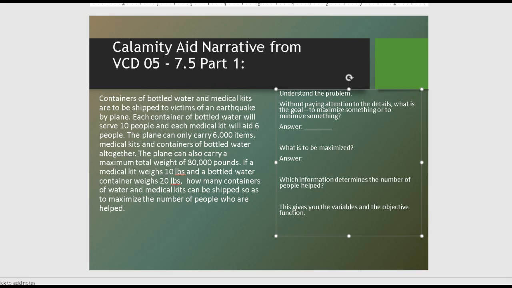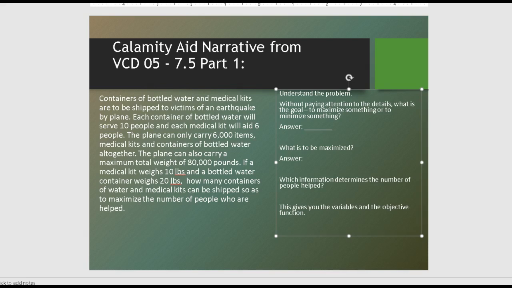Suppose we haven't read this before. We're reading this for the first time right now. Containers of bottled water and medical kits are to be shipped to victims of an earthquake by plane. So picture it. You're in the middle of the situation. You heard about the victims of the earthquake, and people in your community are going to ship bottled water and medical kits for the people there.